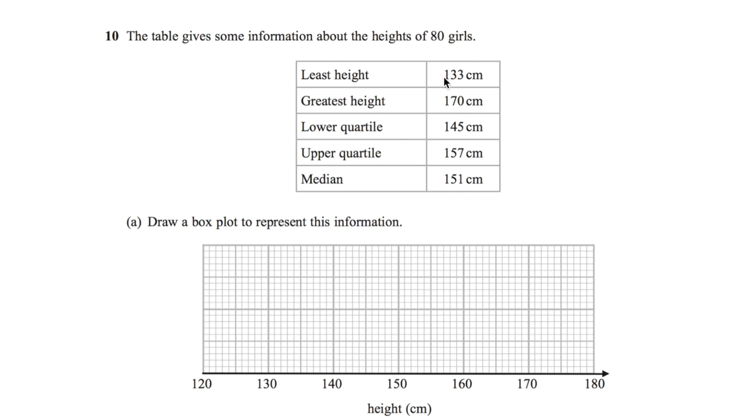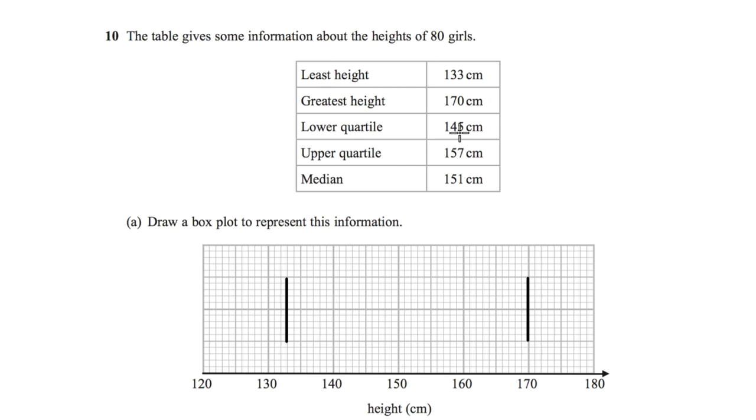So the least height is 133 centimeters. So I need to draw a line to represent 133. So this is 131, 132, and this is 133. So we're going to go up. Next one is the greatest height, which is 170 centimeters, 170 centimeters here.